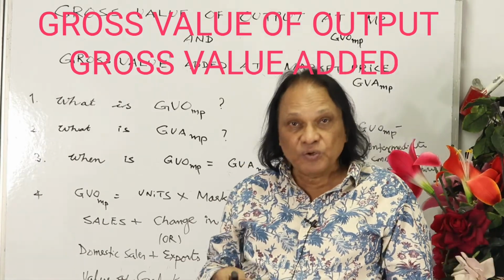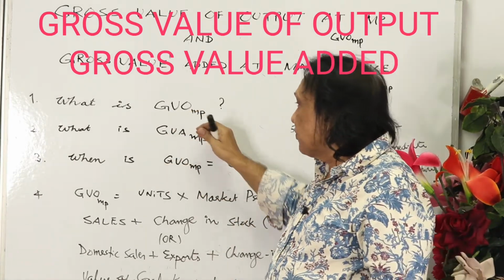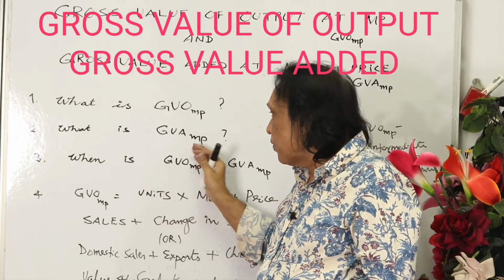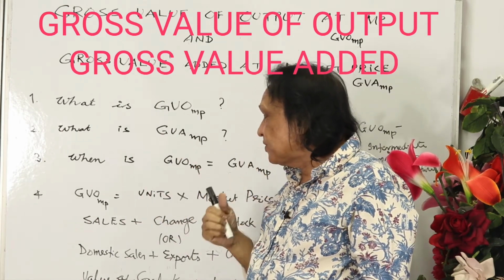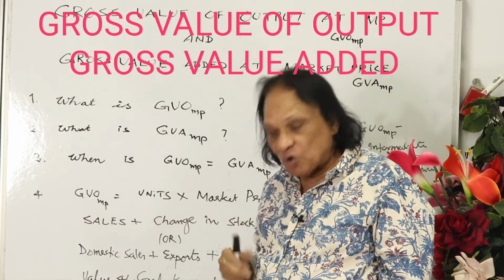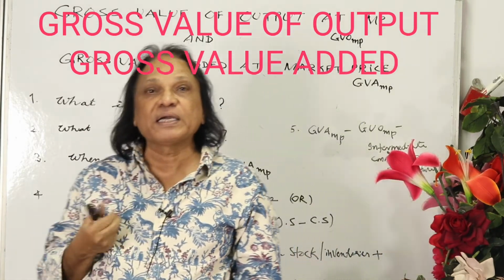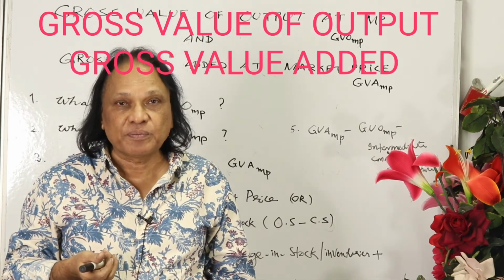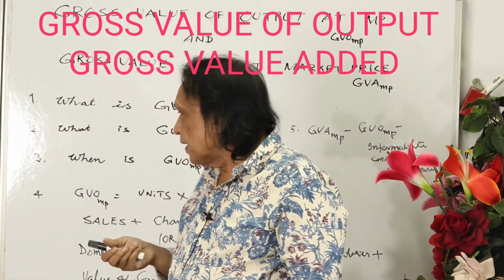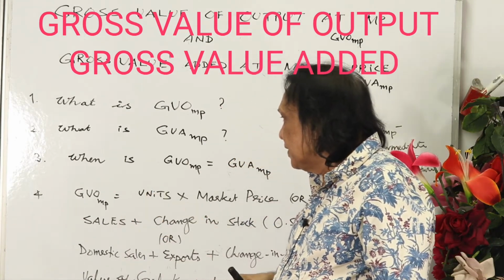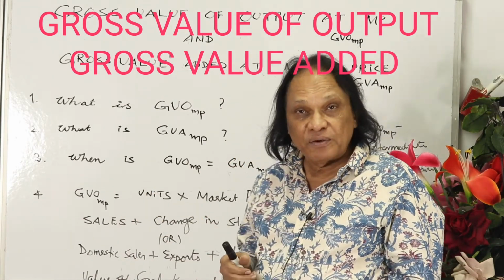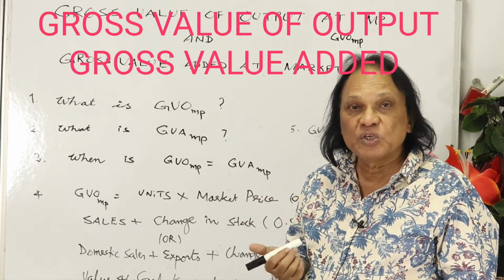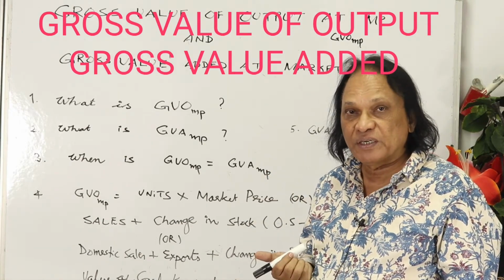The 5 questions go like this. What is gross value of output at market price? What is gross value added at market price? When is gross value of output at market price equal to gross value added at market price? And then the formula you have. Formula is very important here. You may get a 4-marker numerical, which is very important from the board's point of view.